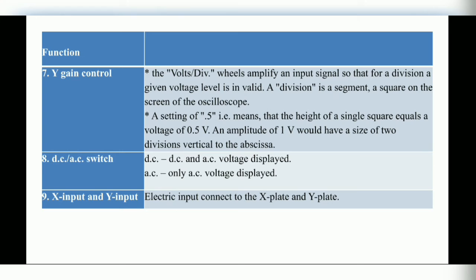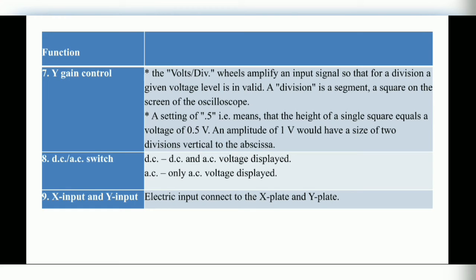Next is Y gain control. The volts per division will amplify an input signal so that for a division a given voltage level is indicated. A division is a segment, a square on the screen of the oscilloscope. A setting of 0.5 means that the height of the signal square equals a voltage of 0.5 volt, and an amplitude of 1 volt would have a size of 2 divisions vertically on the screen.